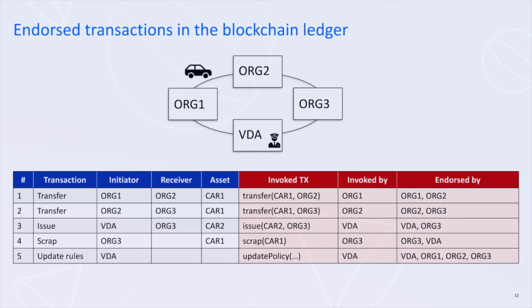The transfer function requires two inputs from org 1. One, a car as an asset to be transferred, that is car 1, and two, a participant who will be receiving the car, which is org 2. Similarly, the other entries on this table are also implemented similarly. So if there are new participants like org 3 or somebody else, they are introduced in the business transactions and the endorsement policy subsequently.